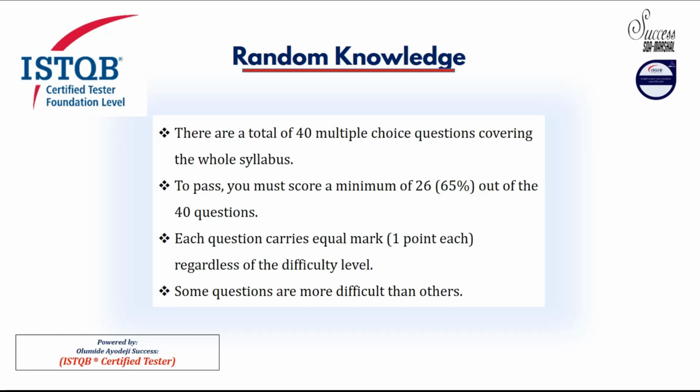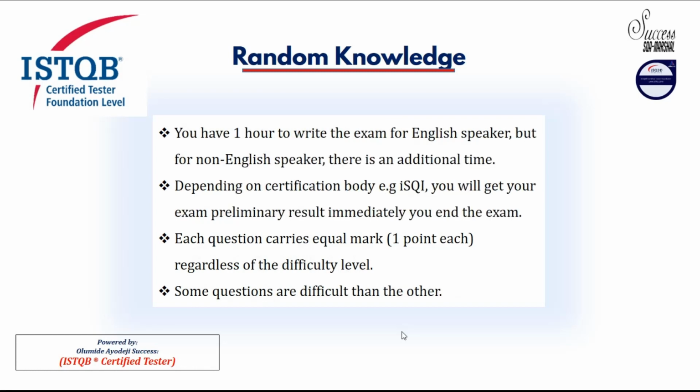Now, there are a total of 40 multiple choice questions covering the whole syllabus. Then to pass, you must score a minimum of 26, that's 65% out of the 40 questions. Each question carries equal mark, that's 1 point each. There is nothing like negative marking. So regardless of the difficulty level of the questions, they all carry the same mark. Some questions are more difficult than the others, obviously.